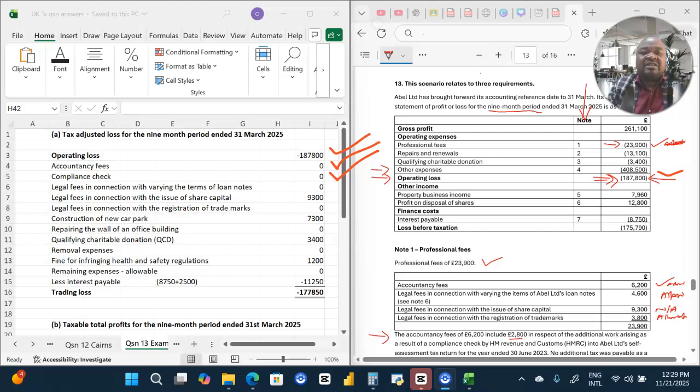Legal fees in connection with varying the terms of loan notes. Legal fees on loan notes is allowable. Legal fees in connection with the issue of share capital, this one is not. This is why I said not applicable here. Remember? We said not applicable. Legal fees in connection with the registration of trademarks and patents are allowed.